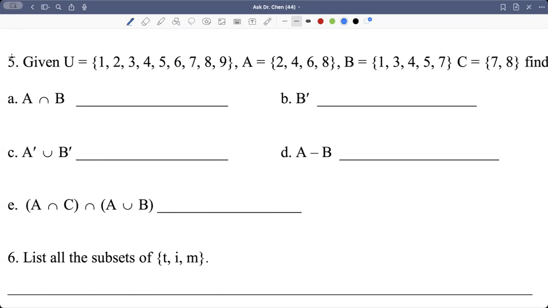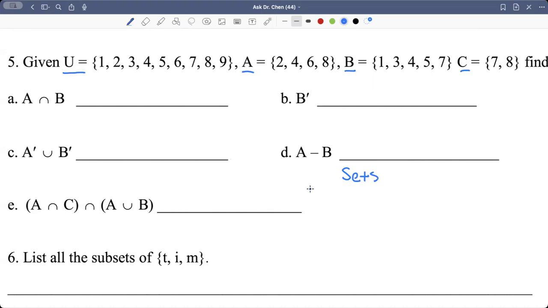So we're going to do question 5, but before that, let's remember we're in a new module talking about sets. A set is a collection of things. Like this one, U is a set of numbers. It contains 1, 2, 3, 4, 5, 6, 7, 8, 9. And we use these braces to represent a set. So this is a set, and A is also a set, B is also a set, C is also a set. For sets, we use capital letters to represent them.